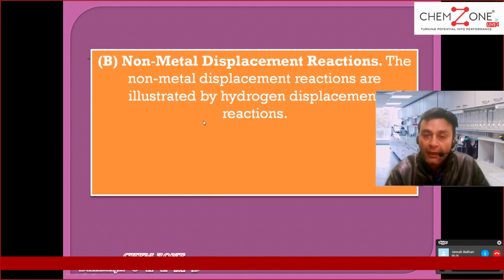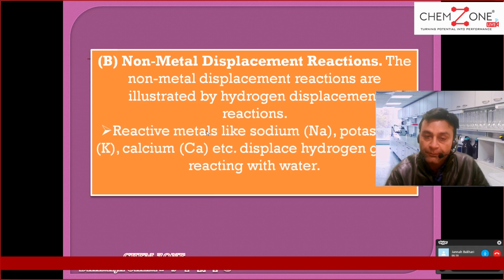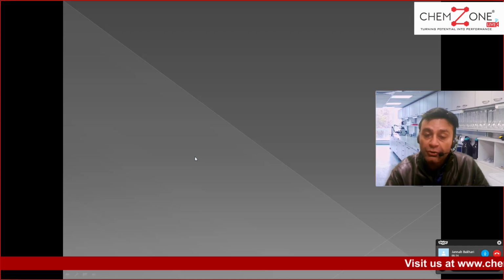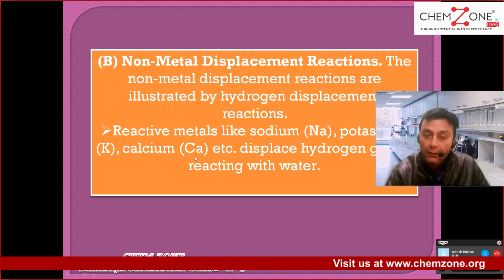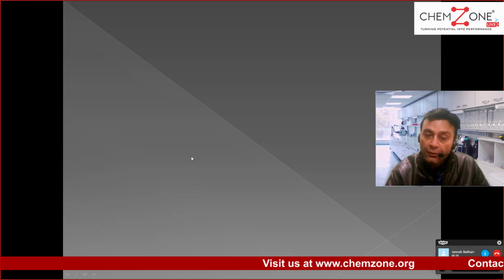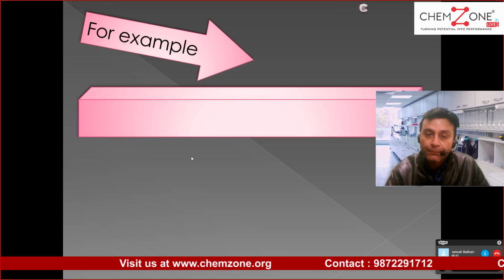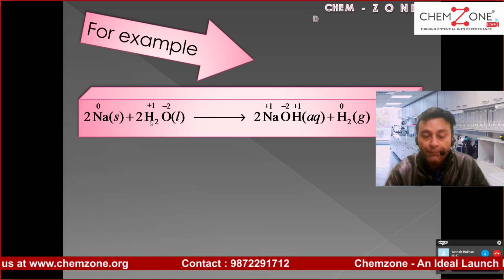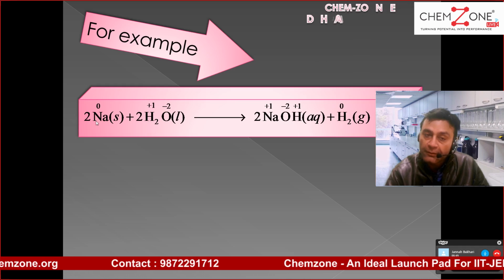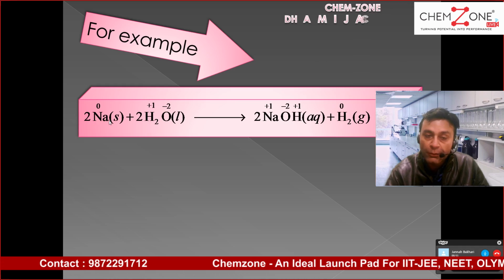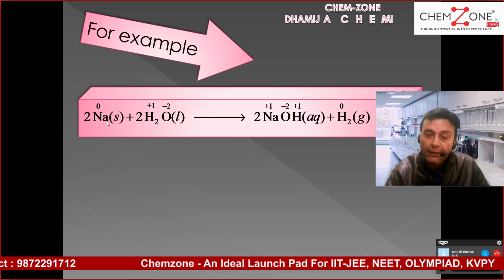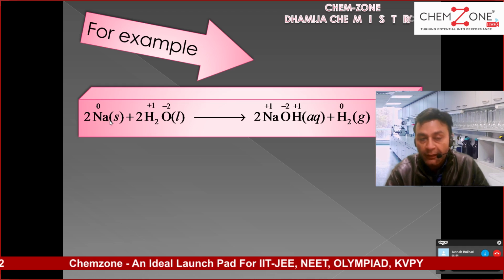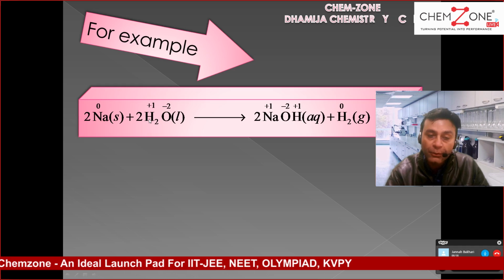Non-metal displacement is illustrated by hydrogen displacement reactions. A reactive metal like sodium, potassium, calcium displaces hydrogen by reacting with water. I'll discuss it with an example here. You can see the hydrogen is being replaced by the sodium here. The non-metal hydrogen is replaced by the sodium here. It's a displacement reaction. And again, I can say the sodium is more reactive as compared to hydrogen.